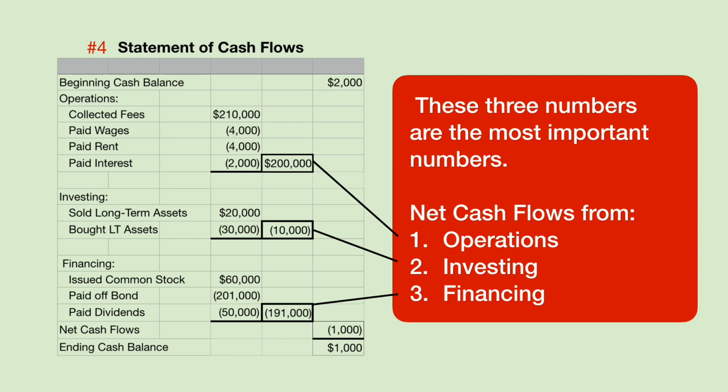Now I purposely de-emphasized the third column there, the beginning cash balance and the ending cash balance. I don't care about those things. I care about these three numbers in the middle. Let's look at it. The first number is very important. That's your money-making machine from operations. That should be a healthy positive.